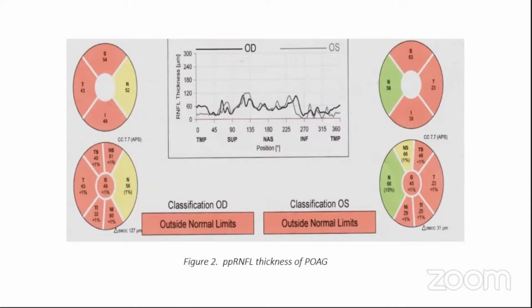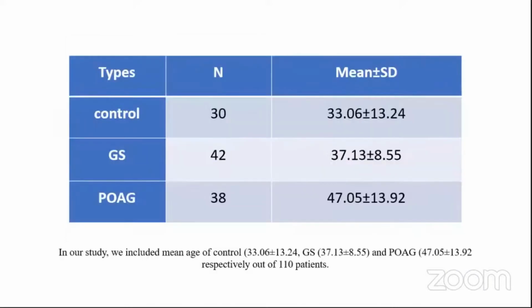So here is the big question. How can we trust the peripapillary retinal nerve fiber layer to diagnose POAG? For that, I'll be talking about the results and conclusion later on in the slides. But before that, I would like to go through the introduction of my study.